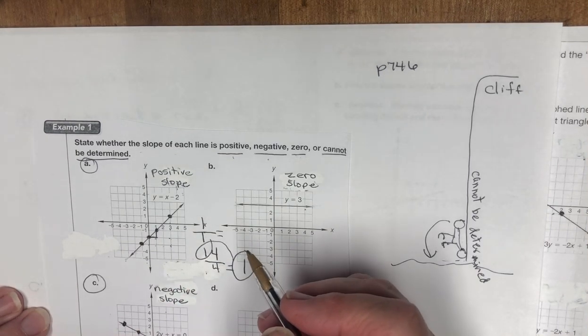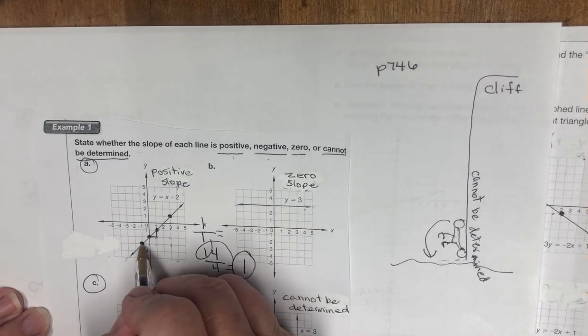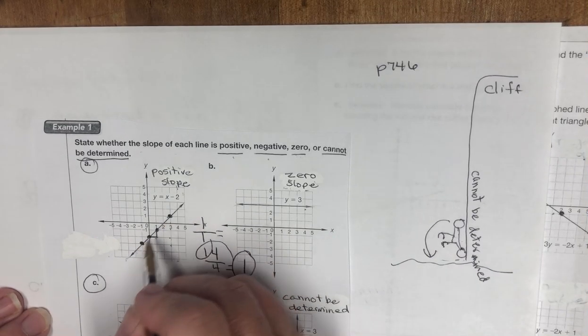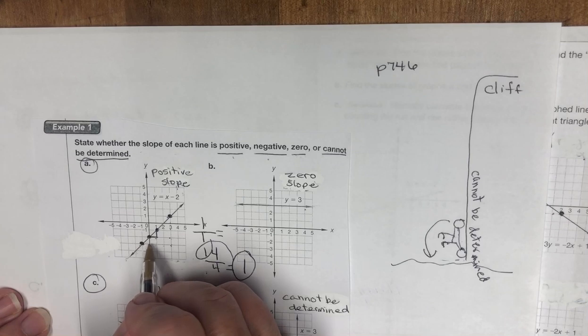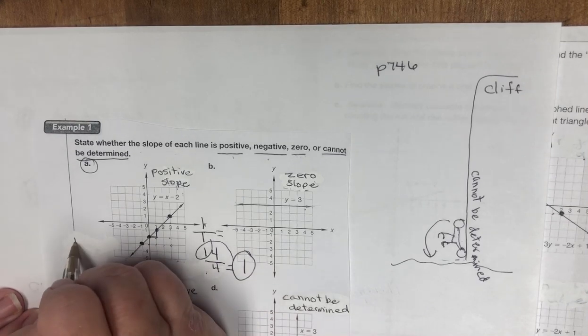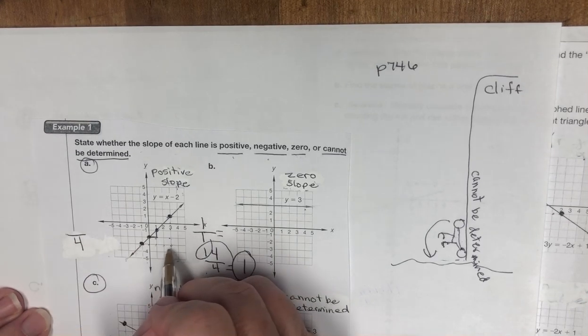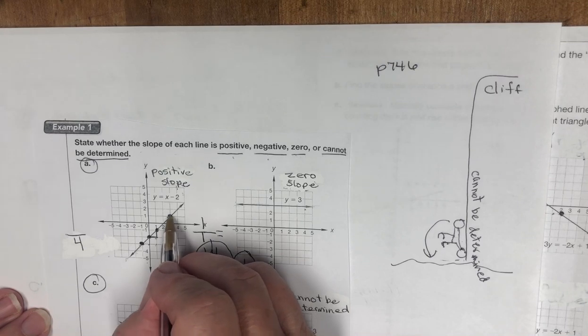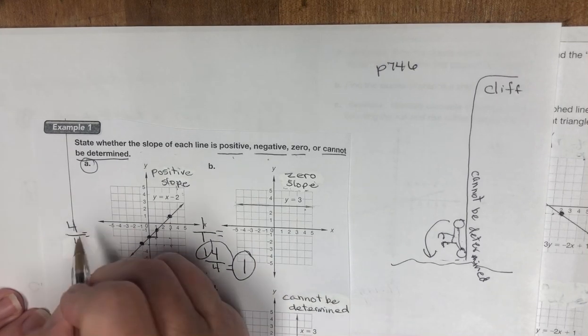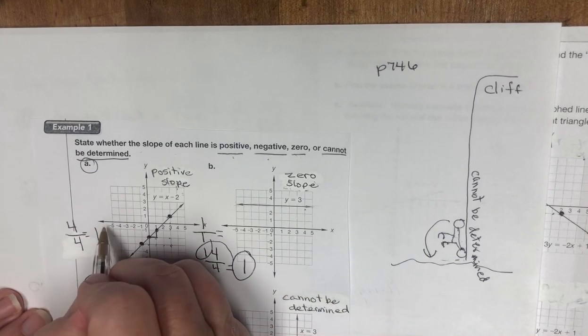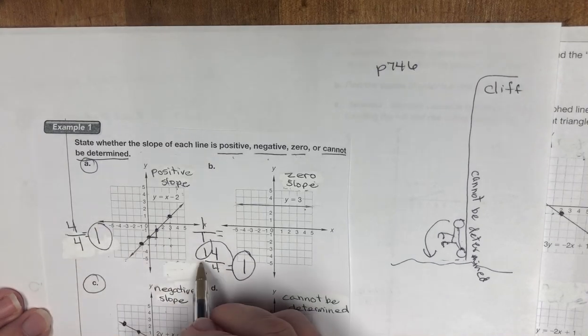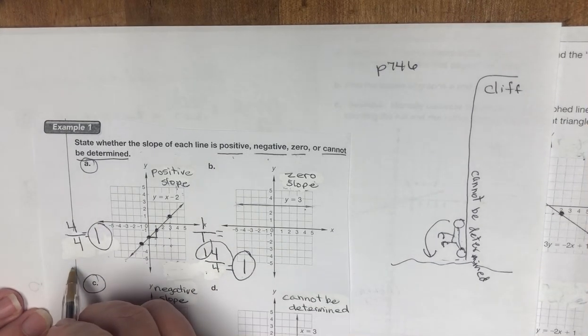What if I choose the wrong one accidentally? Let's say I choose this one and this one. So my run would be 1, 2, 3, 4. So my run is 4. And my rise would be 1, 2, 3, 4. And look what happens. When I reduce this correctly, it's going to also be 1. So you're going to end up with the correct answer.